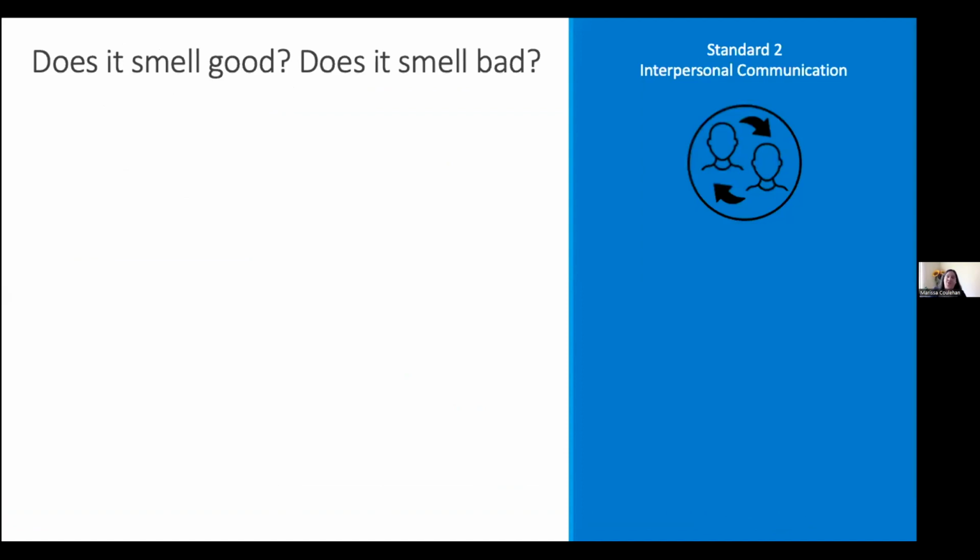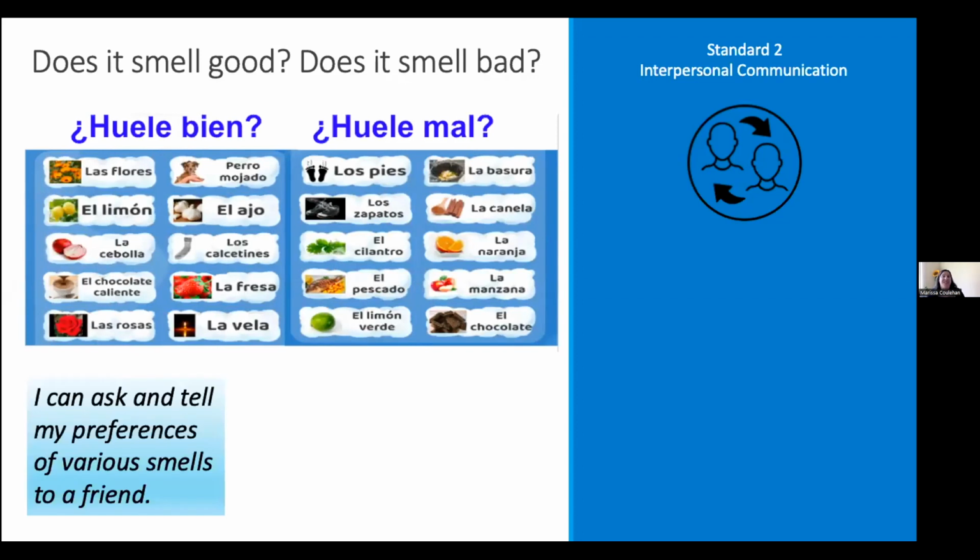The next task that I have them do on the next day is, what do young kids like to do? Well, like I said before, they really like to express themselves. They want to be heard. So let's give them an opportunity to be heard. It's hard sometimes as a whole class to make sure you call on each student. So an interpersonal activity is perfect because it gives every student the opportunity to share in a pair or a small group. So this task is, does it smell good? Does it smell bad? I can ask and tell my preferences of various smells to a friend.